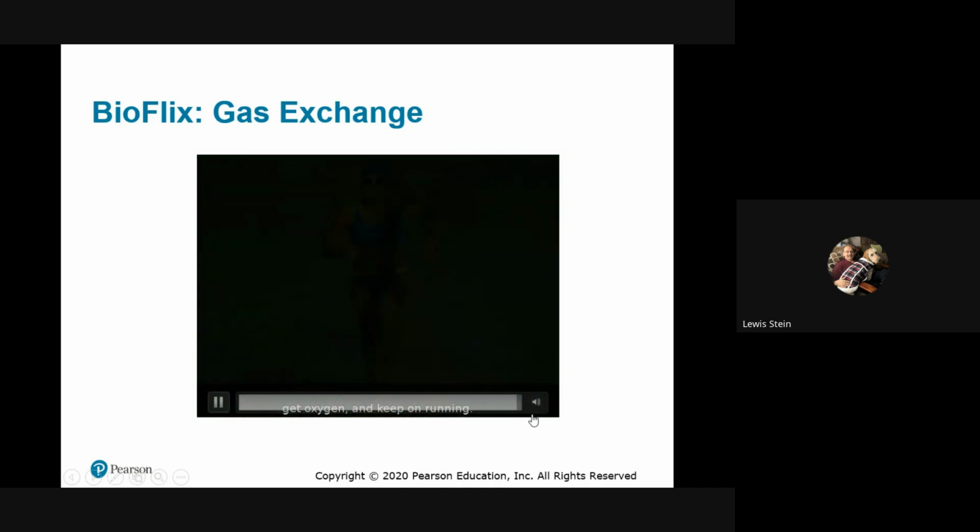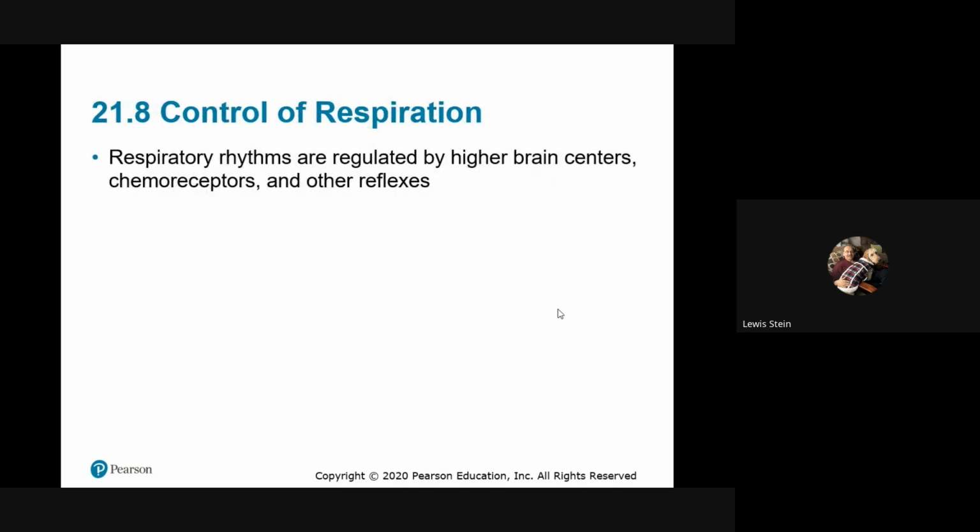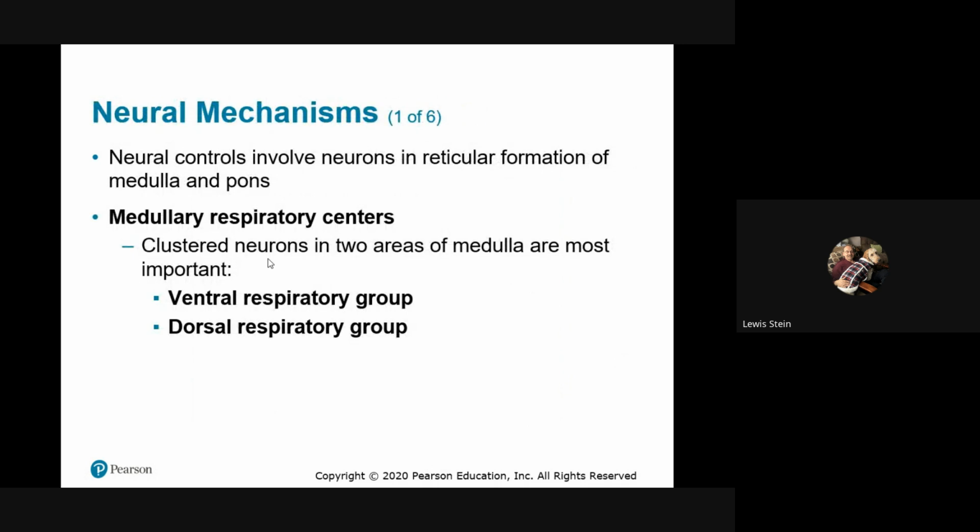Interesting. I love their animations when they do this. It's pretty straightforward. It's all about higher brain centers and then various kinds of receptors. There are chemoreceptors, and effectively they're pH-oriented receptors as well. So you have the medullary and the pons groups: two in the medulla, one in the pons. They complement each other.